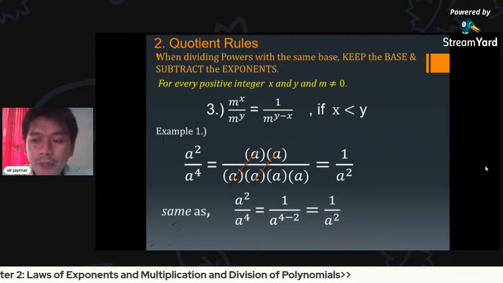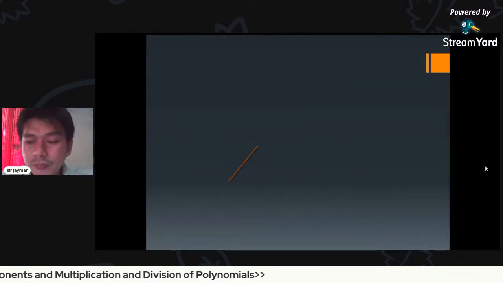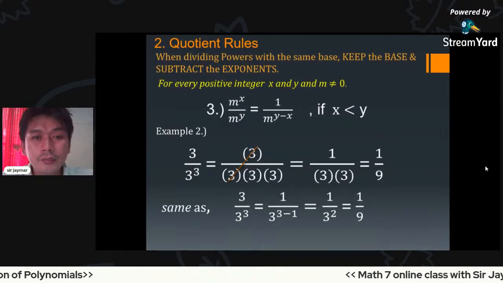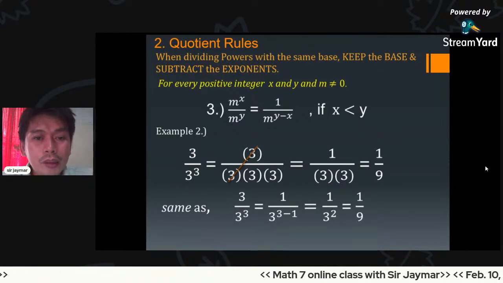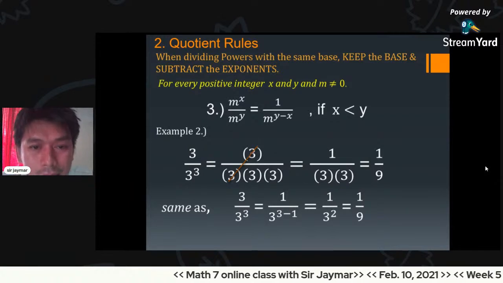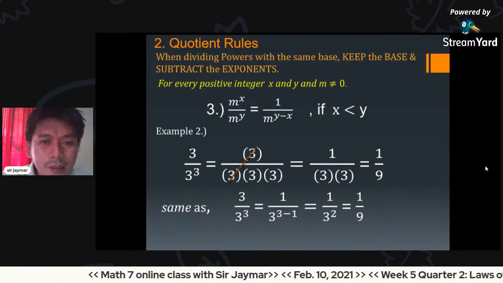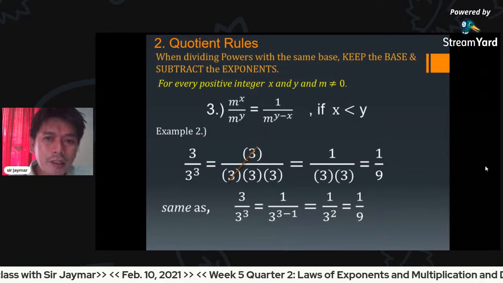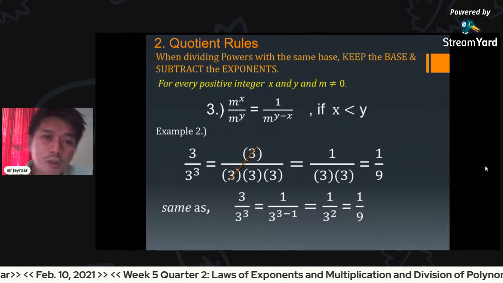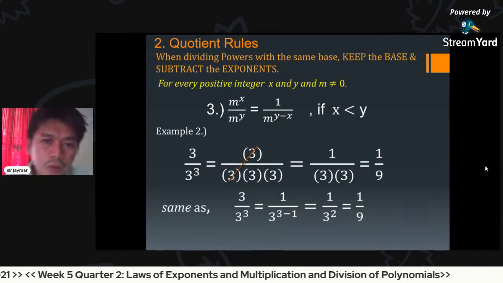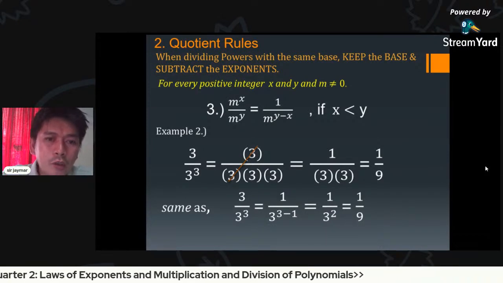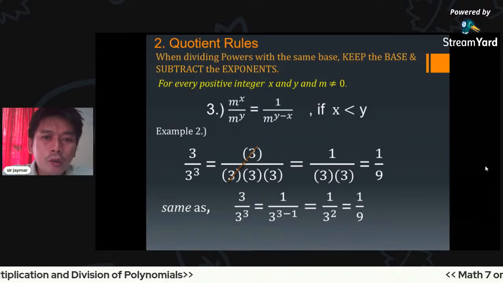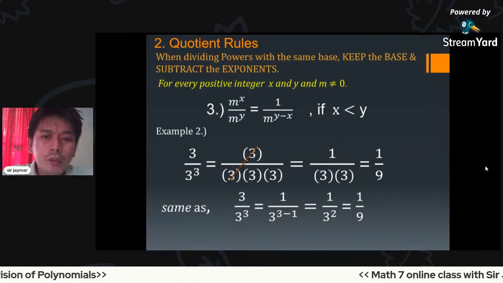So next. In the quotient rule, again, the same rules apply as when dividing the powers of the same base. You are going to subtract the exponent. So here in example 2, cancel all the 3s. So 3 cubed is 3 repeated 3 times. So it will become 3 times 3. So that will be the remaining.